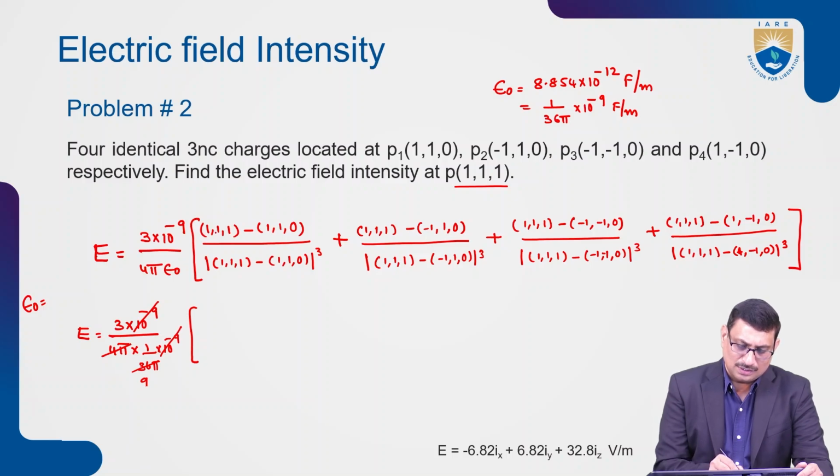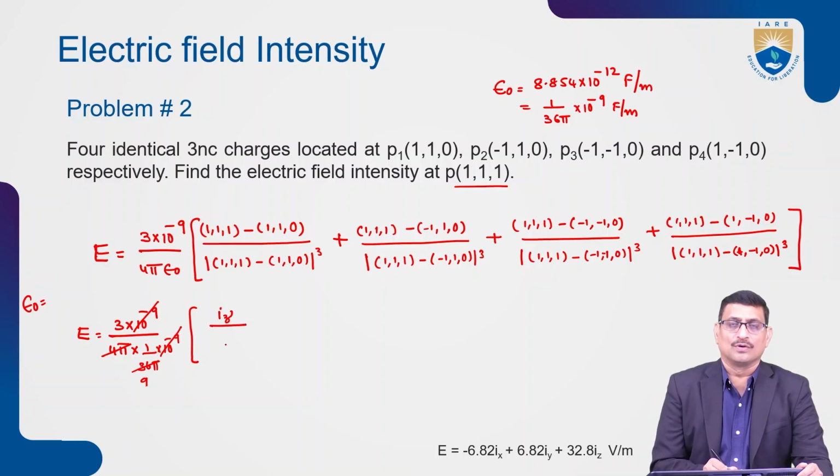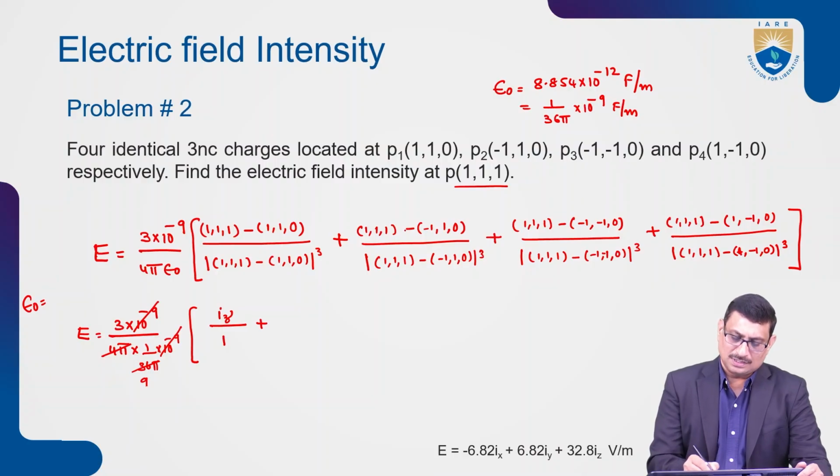Here, the first one is (1, 1, 1) minus (1, 1, 0): 1 minus 1 is 0, 1 minus 1 is 0, 1 minus 0 is Iz, which gets divided by square root of 1 whole cube, meaning it is 1 only. Plus the second one: 1 minus of minus 1 is 2Ix, 1 minus 1 is 0, 1 minus 0 is plus Iz, divided by square root of 4 plus 1, which is 5 whole power 3 by 2.